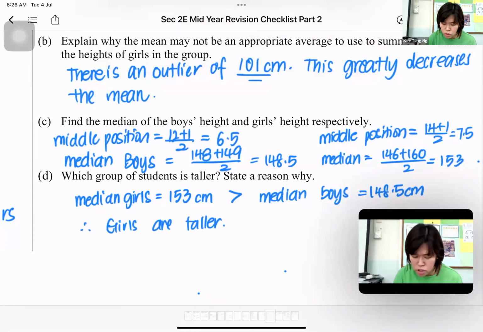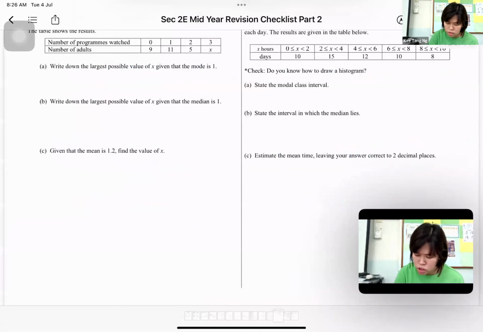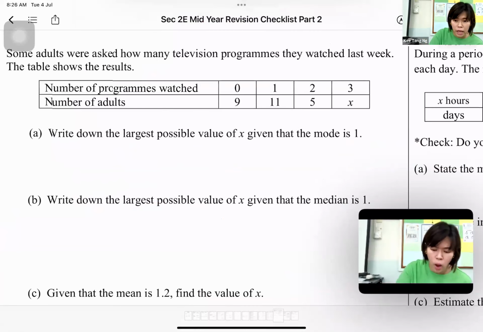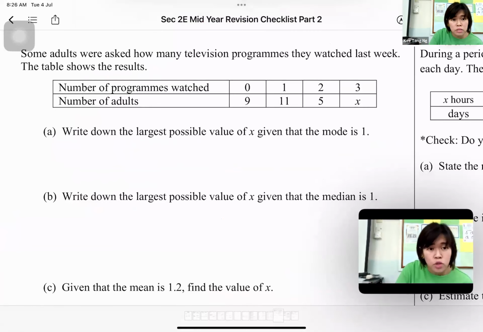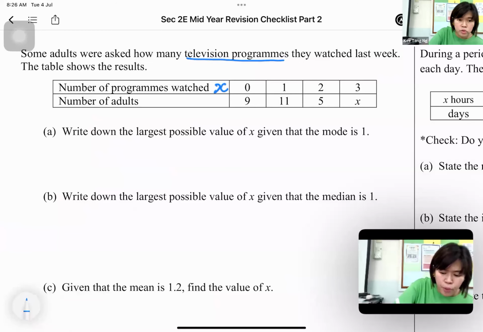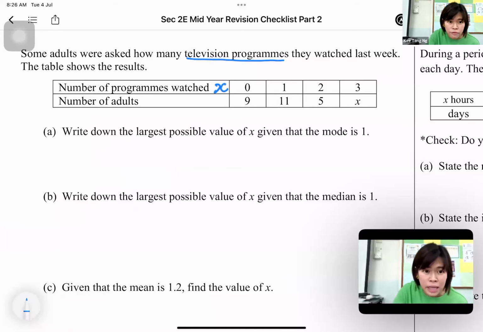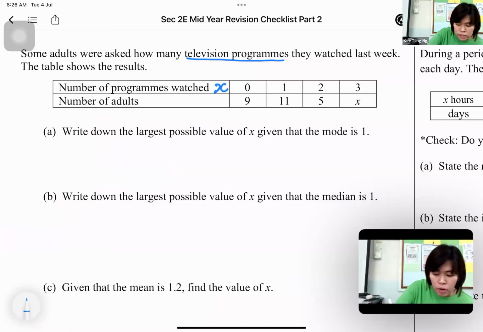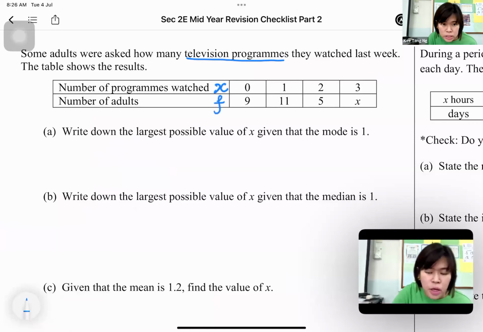Next page. So now we move on to the next question. Okay, next one, table of values. Some adults were asked how many television programs they watch. What is the data that they want to collect? They want to ask how many television programs. So this is the number of programs watched. This is my data value. Then the number of adults will be my frequency.